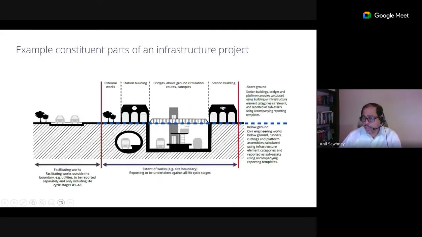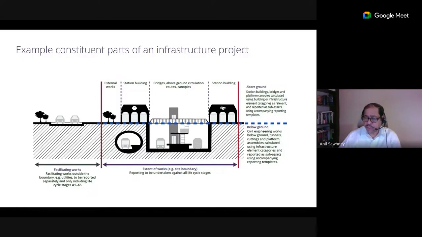Here is a similar example for an infrastructure project. Again, these are your property lines. So these are the boundaries that you're considering. Here is your external work.